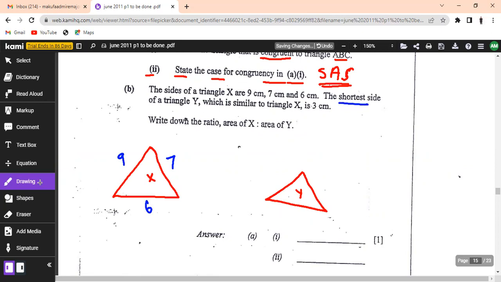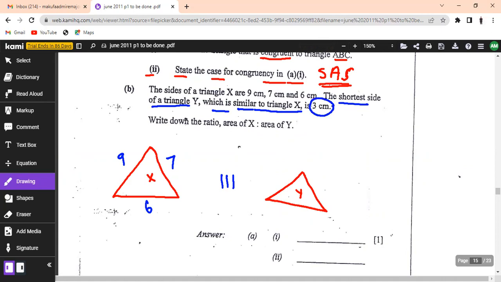The shortest side of triangle Y, which is similar to triangle X, which means these two triangles are similar to each other. All right? So they are saying the smaller one, which is the shortest side, is 3 centimeters, which is this one.